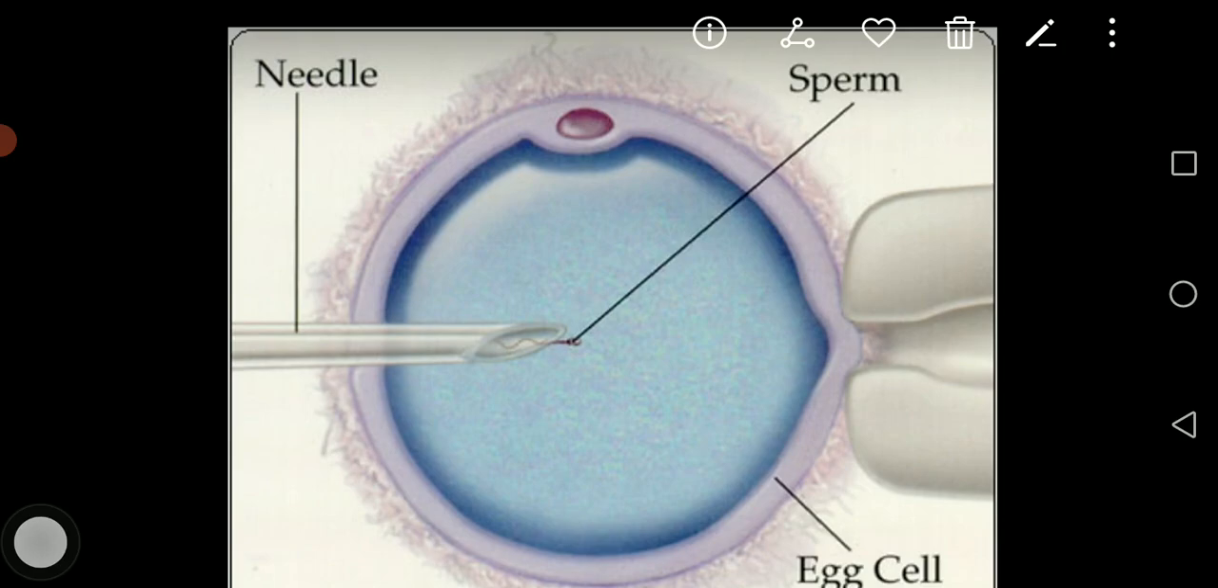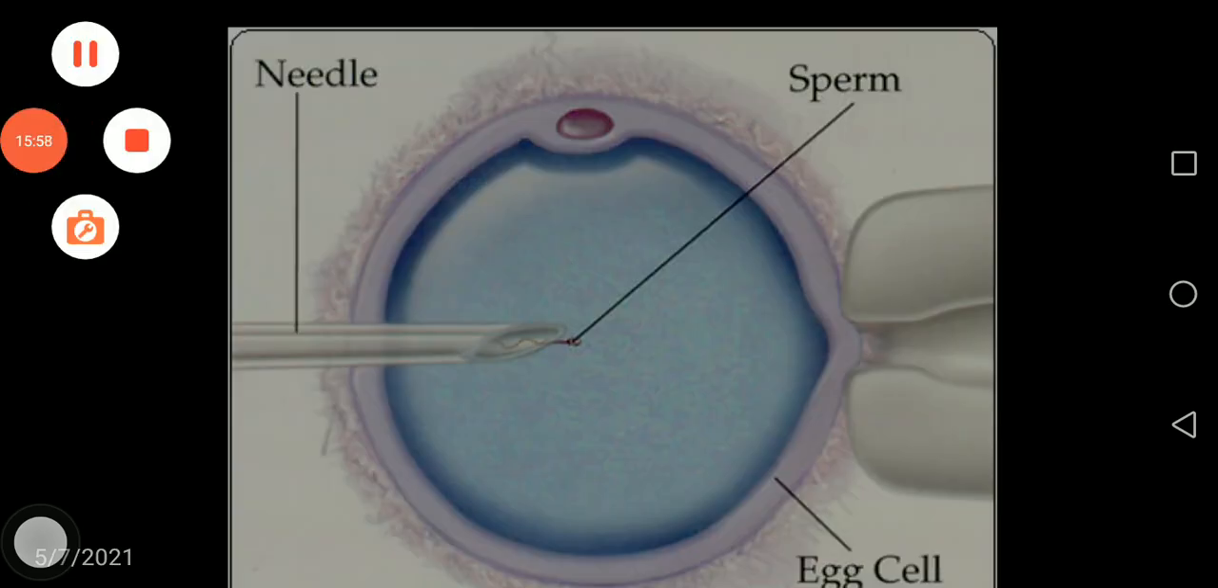The next one is what we call ICSI. What do you mean by ICSI? Intracytoplasmic sperm injection. You can find the parts present in this picture. This is the needle, and at the edge of the needle are the sperms, and there are egg cells. Here is the cytoplasm. They introduce the sperms into the cytoplasm. That is the method of ICSI.